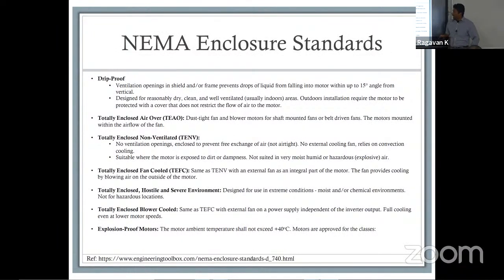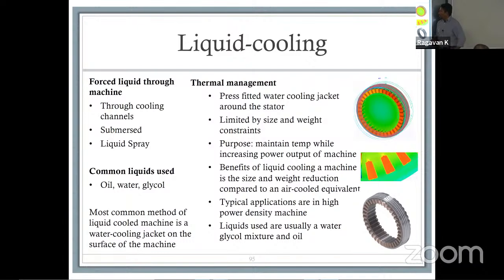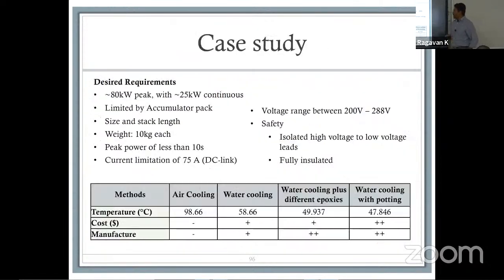There are different standards you can look at for what kind of enclosure you would use from the design perspective. You can have dust-proof, waterproof, or motors that you can put inside the water. You don't want to put everything everywhere because they don't work like that. The enclosures are not designed for that. You can also have explosion-proof, which by definition means the rest of them are not, so you don't want to test out what happens, because things go really wrong really quickly. For liquid cooling, you can have forced liquid through a machine. You can typically use oil, water, or glycol, and thermal management often requires a press-fitted water cooling jacket around the stator. It can be limited by size and weight.